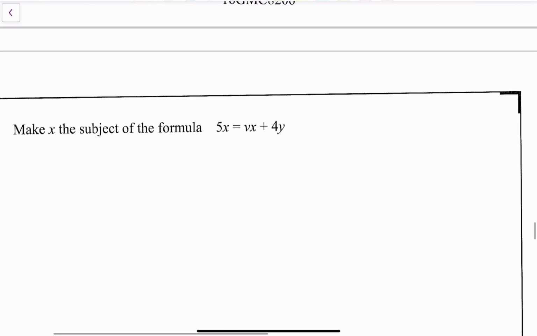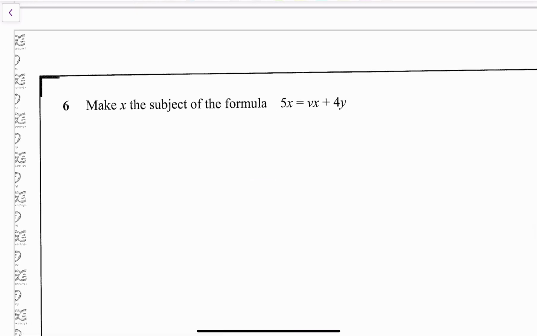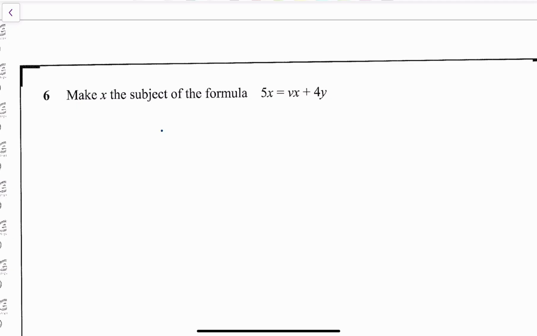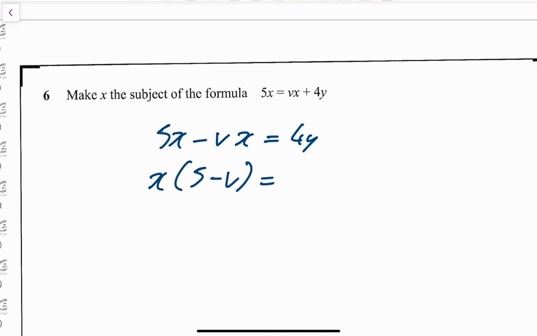Next one, number 6, make x the subject. So bring all the x's to one side first of all. 5x minus vx equals 4y. Pull an x outside a bracket. 5 minus v is equal to 4y. X then is equal to 4y all over 5 minus v. Done.